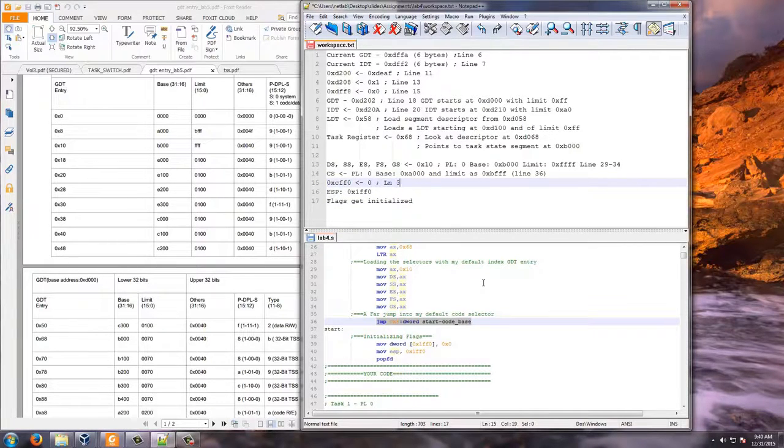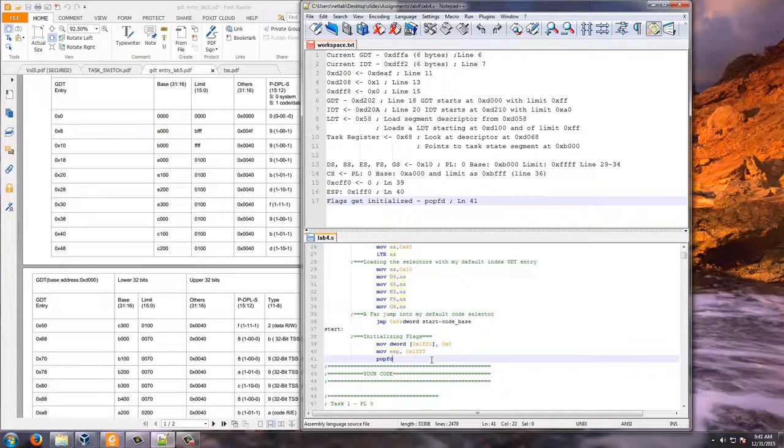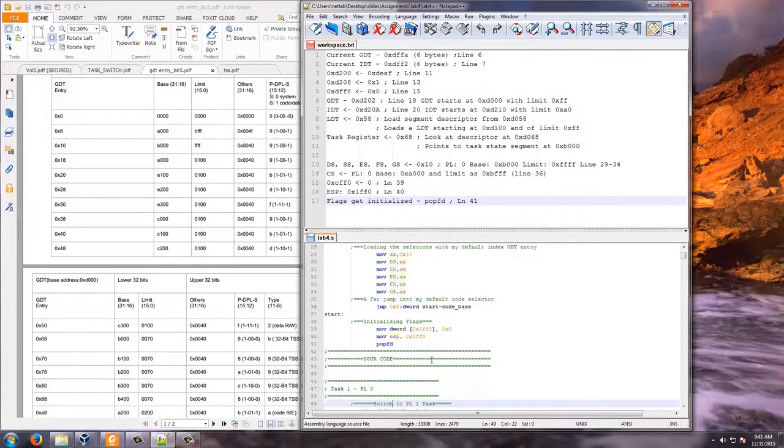This is line 39, line 40. Pop fd pops the stack, so it pops the value 0 into the flag register. So this is line 41. So we reach this stage and now we start our code.